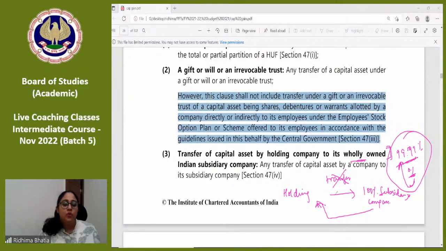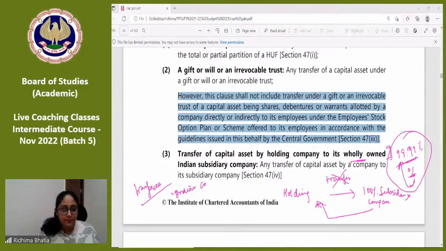Okay, but holding transferring anything to subsidiary company or subsidiary company transferring anything to holding company, 100% holder subsidiary company, would not be taxable at transfer. Only thing which you have to remember in both the cases is that the transferee in either case should be an Indian company. So the transferee should be an Indian company. Just remember this.